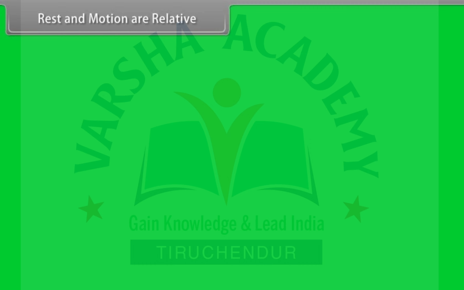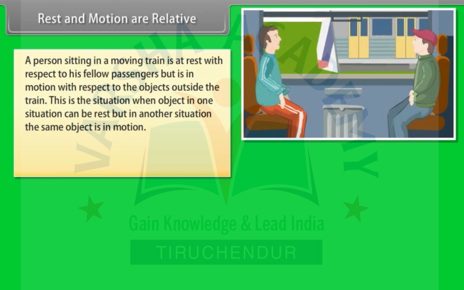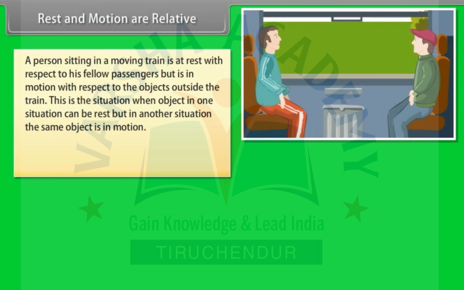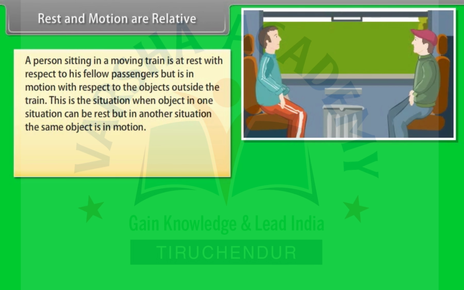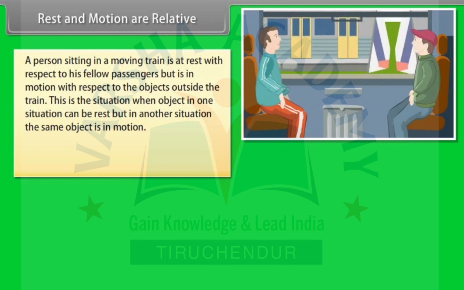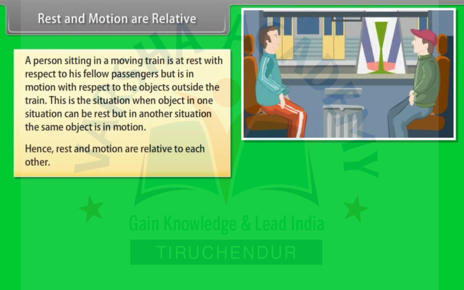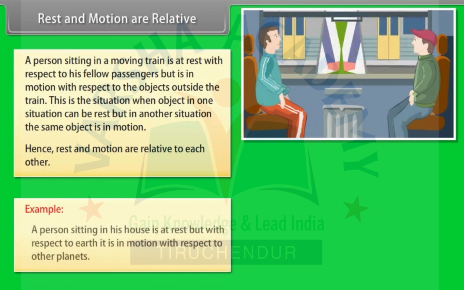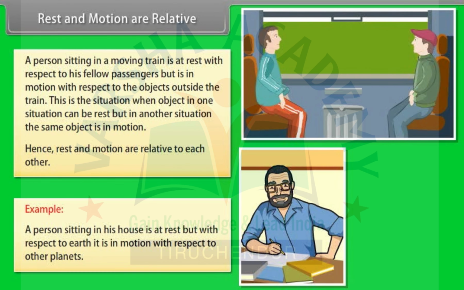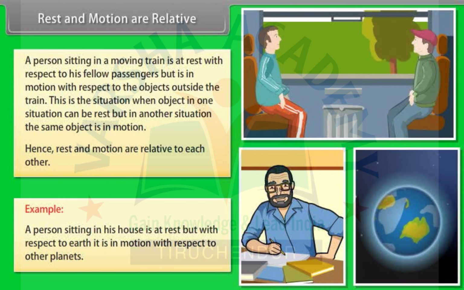Rest and motion are relative. A person sitting in a moving train is at rest with respect to his fellow passengers, but is in motion with respect to the objects outside the train. This is the situation when an object in one situation can be at rest, but in another situation the same object is in motion. Hence, rest and motion are relative to each other. Example. A person sitting in his house is at rest, but with respect to earth, he is in motion with respect to other planets.